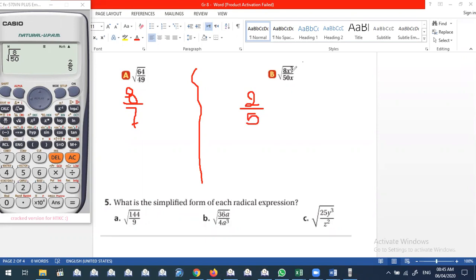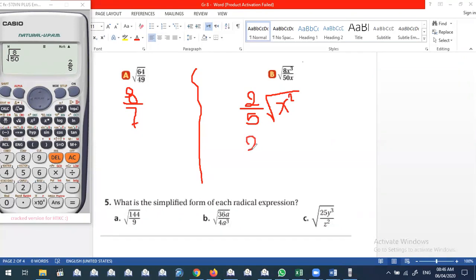Here we have x to the power of 3 over x. When we divide the same base, we subtract the power. So it will be, don't forget the square root, x to the power of 2, because 3 minus 1 is 2.